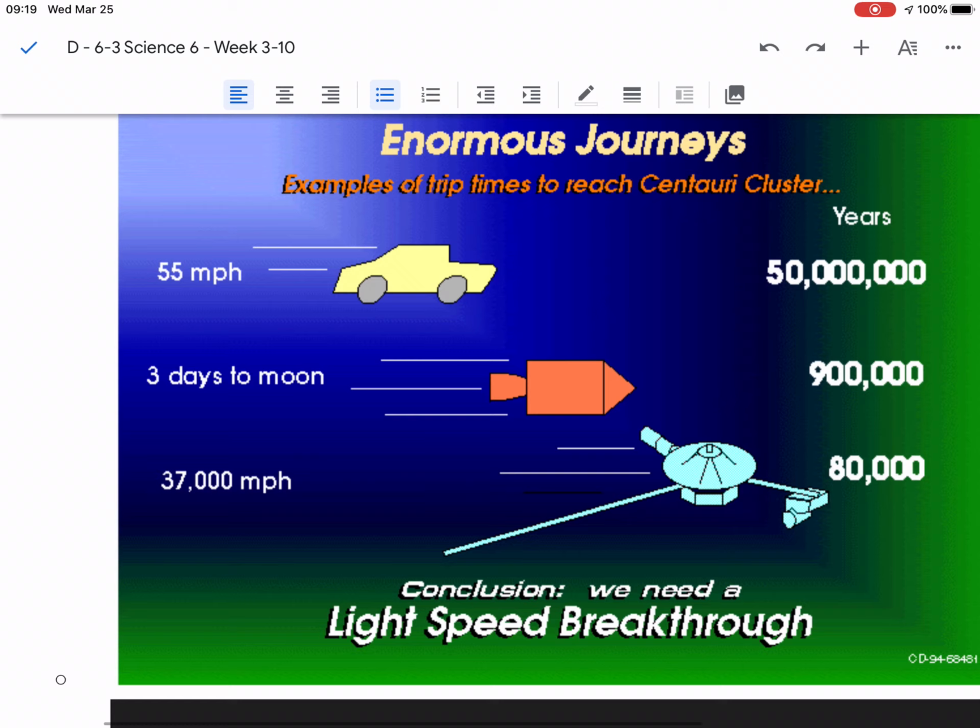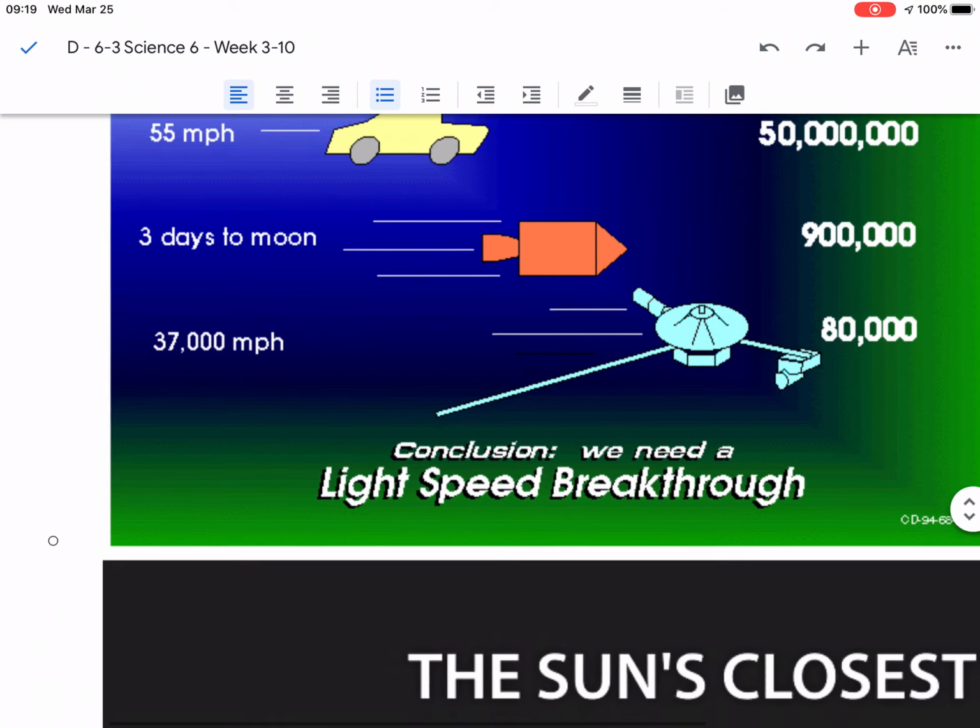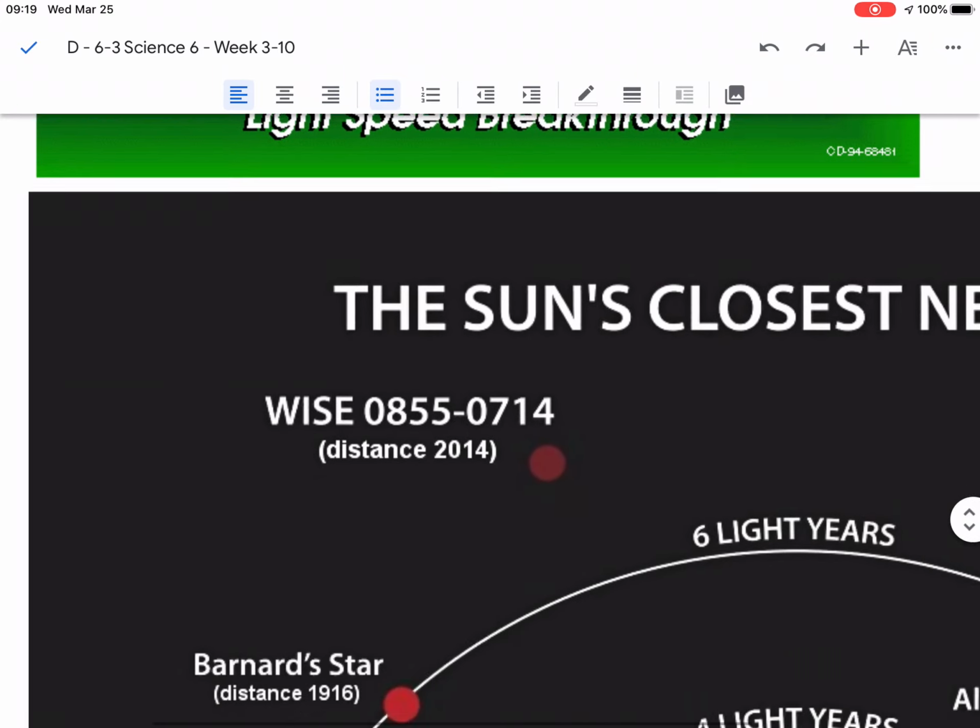And our fastest spacecraft ever designed, which was the Voyager 2 spacecraft, moving at 37,000 miles an hour, is going to take us 80,000 years just to get to the next star. And in our galaxy, there's about 20 billion stars. That's how large our system is.